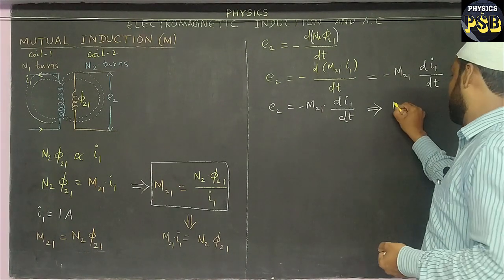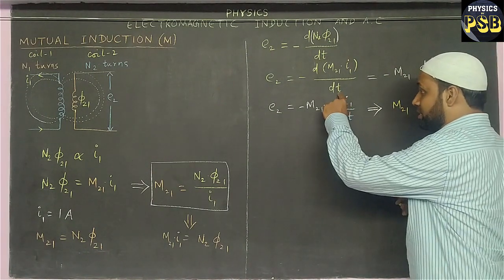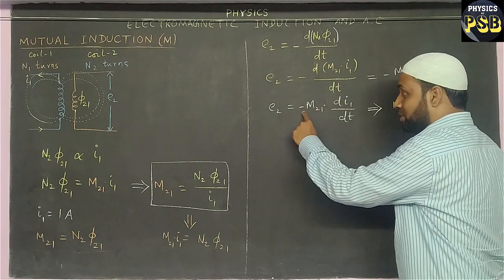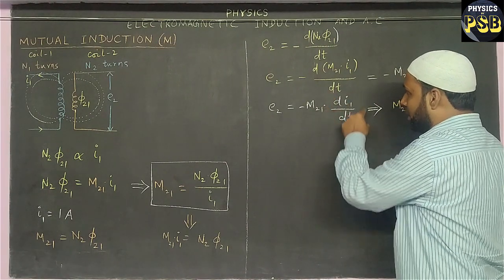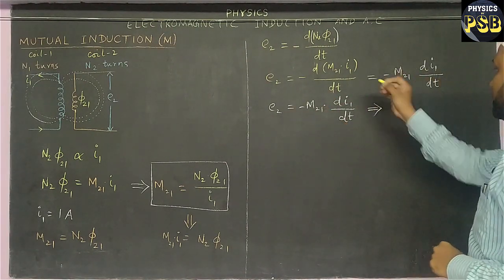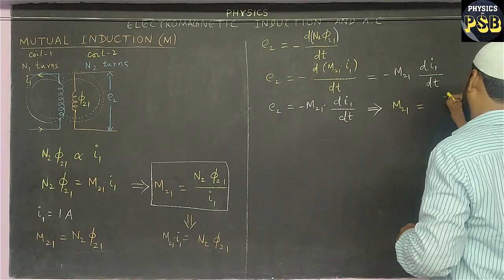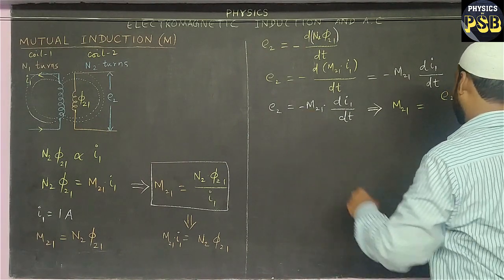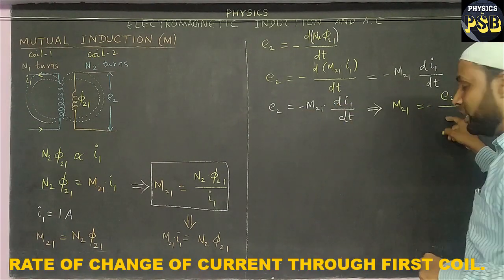Now from this equation, M21 can be obtained by taking this term along with the minus sign to this side. Now it is multiplying here. When it is taken to the other side, it will divide. So the equation will be obtained something like this: E2 in the numerator, then the minus sign here, then this term comes to the denominator.